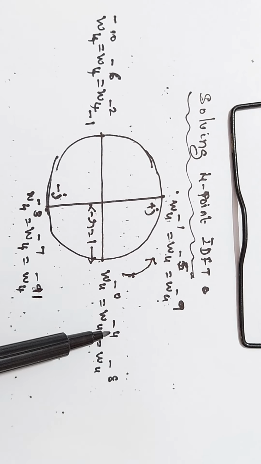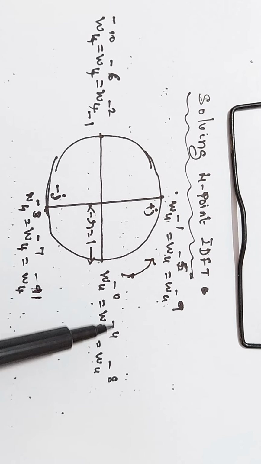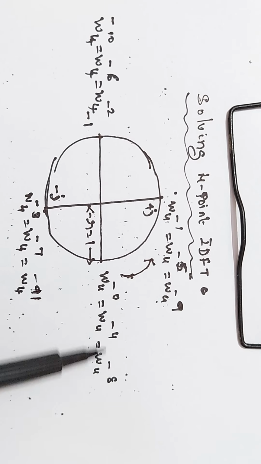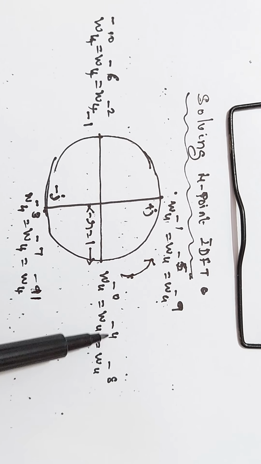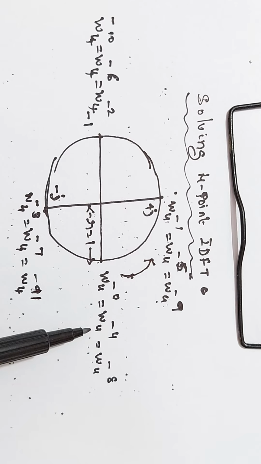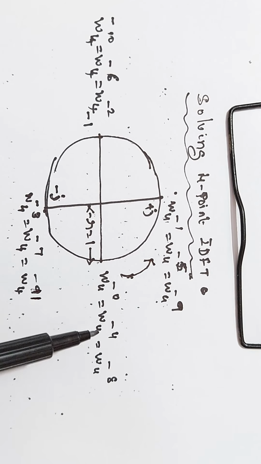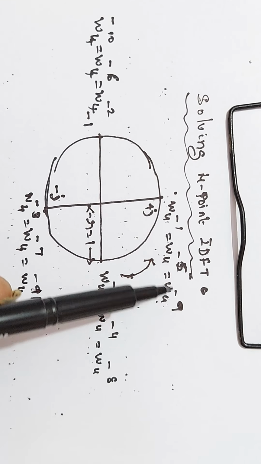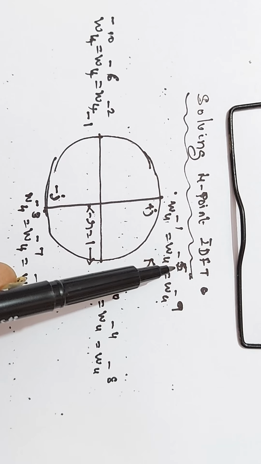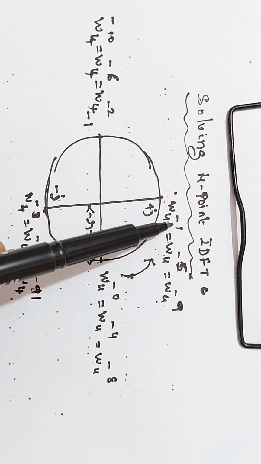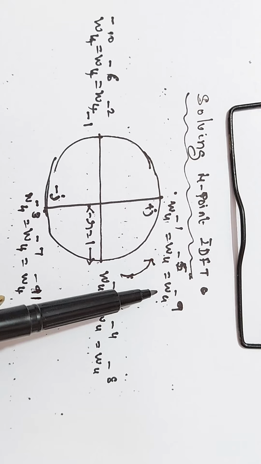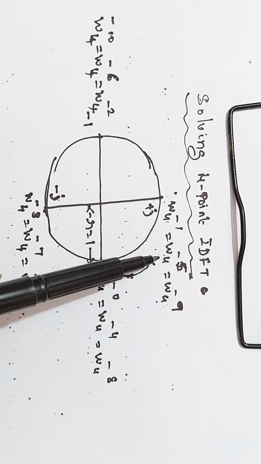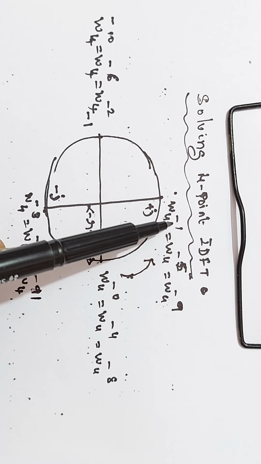That means the eighth sample is also equal to the fourth sample. This is also equal to the 0th sample. How do you get this? 8 minus 4 is 4. Again 4 minus 4 is 0. Similarly, the ninth sample is also equal to the fifth sample. The fifth sample is also equal to the first sample. How do you get this? 9 minus 4 is 5. 5 minus 4 is also equal to 1.